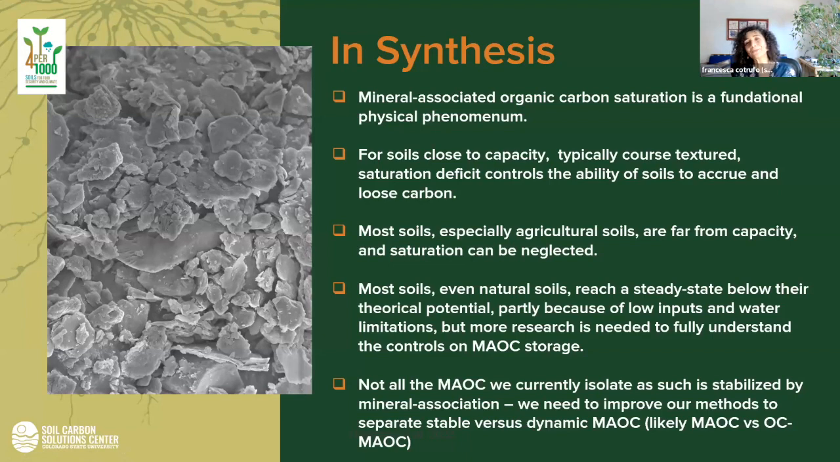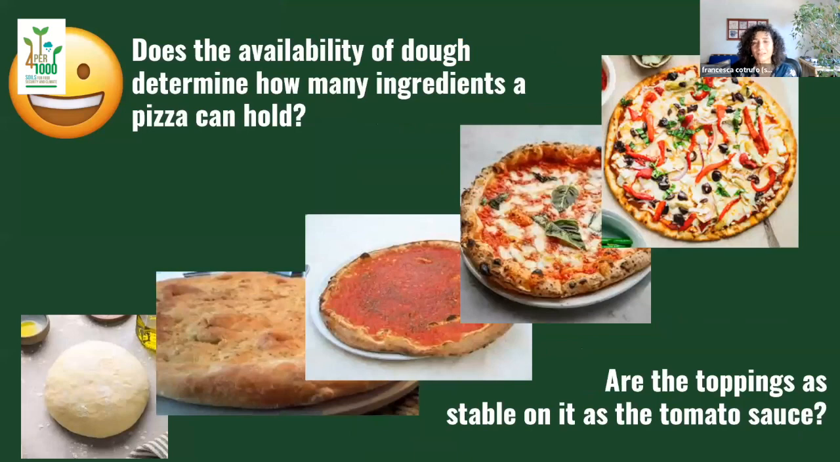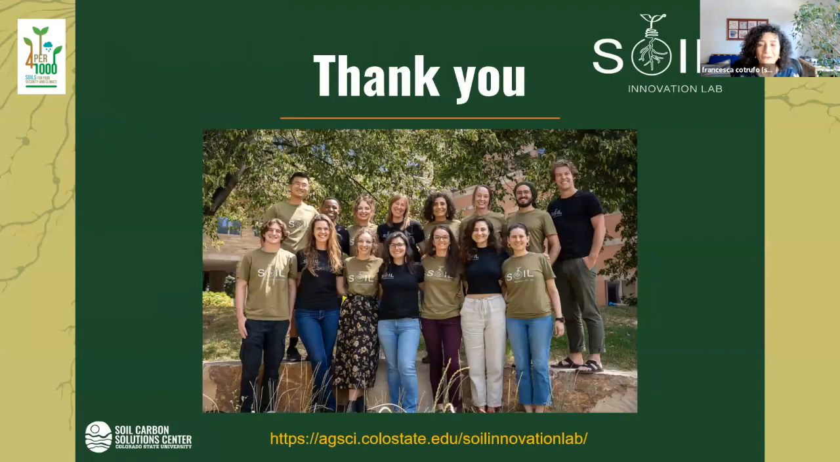And let me end with a joke, because in this debate, it's fun to say, I'm from Naples, I had to end with this joke, right? So, I was saying that the availability of dough doesn't determine how much toppings we can put on a pizza, or is the stability of the sauce the same as the stability of all these toppings? So that's the choice of the conversation.